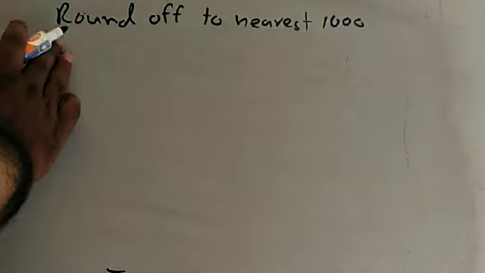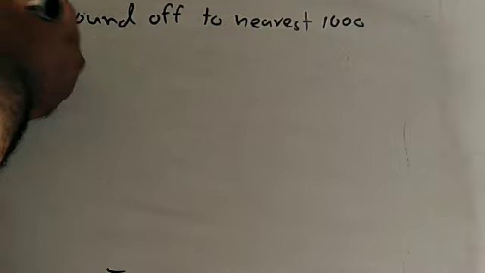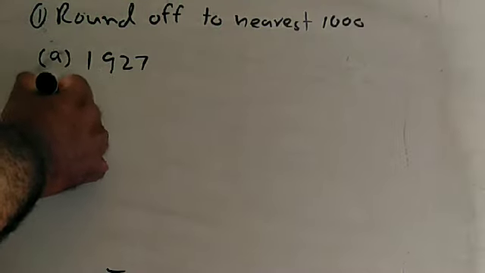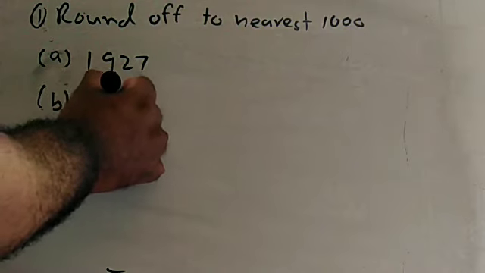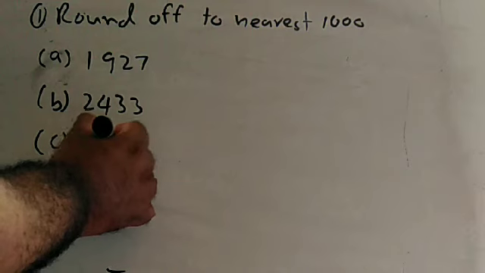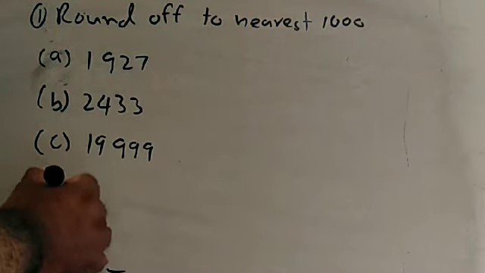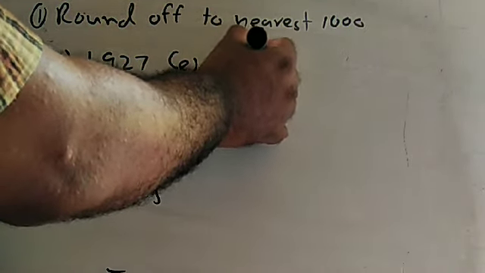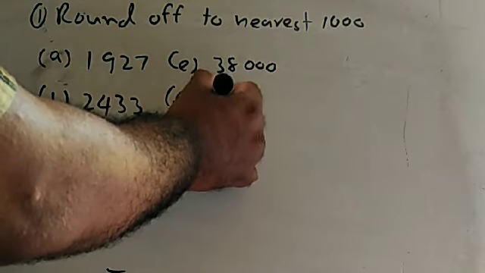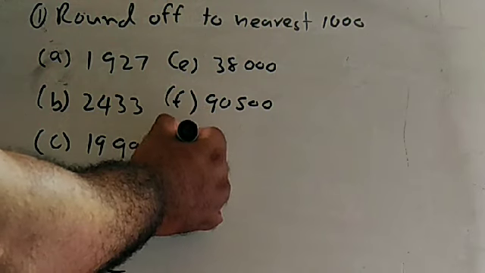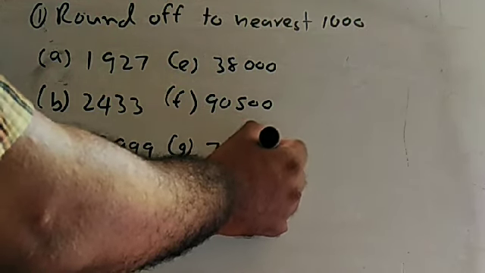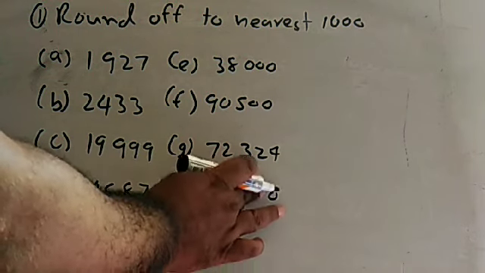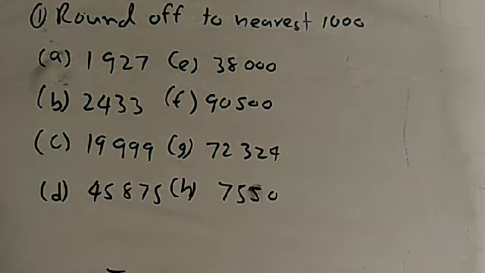Round off to nearest 1000: 1927, 200, 2433, 19,999, 45,874, 38,000, 90,500, 72,324, 7,550. Right, do this at home.